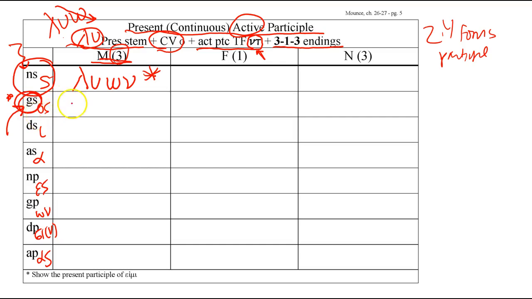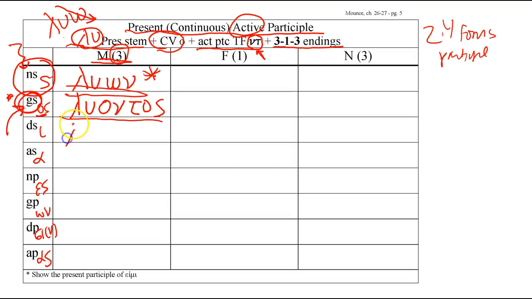So let's go over the genitive stem. You take the present tense stem lu. You add the connecting vowel, which is omicron. You add the tense formative, which is nu tau. And because it's a genitive singular, you add os to it. So luontos. So the nominative singular form is luon, and then the genitive singular form is luontos.